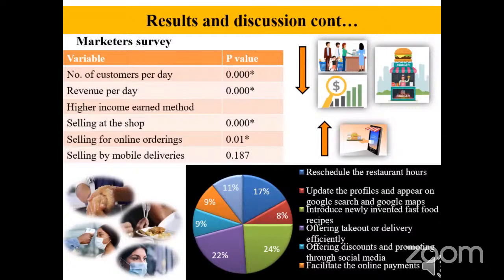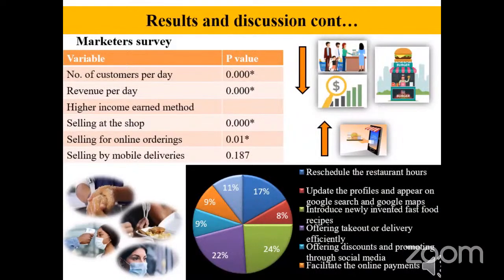Daily revenue also significantly decreased during the pandemic situation. The daily revenue more than 50,000 rupees was reported as zero respondents. The daily revenue between 10,000 rupees to 50,000 rupees was also reduced by 68%, and the daily revenue less than 2,000 rupees was increased by 27%.